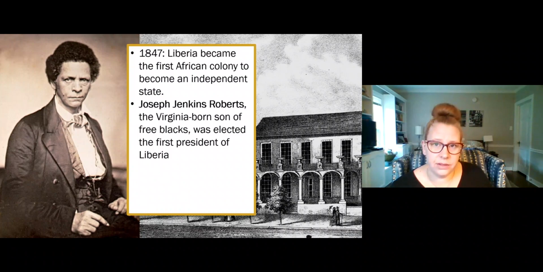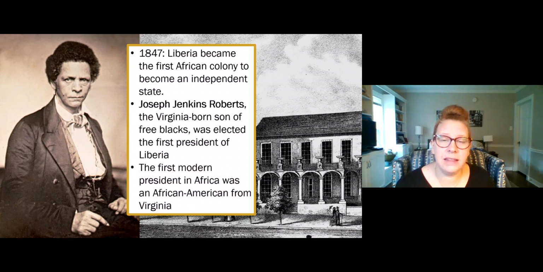Joseph Jenkins Roberts, okay, who was a Virginian black man, was elected the first president of Liberia. And I just really think that that's important, and again, something that it's very sad that people don't know. I think that's a really important part of appreciating African American history, is that the first modern president in Africa was an African American man from Virginia. That's amazing, right? That's amazing. So, depending on how you want to spin it, Barack Obama wasn't the first African American president. Joseph Jenkins Roberts was. He was just president of a different country.